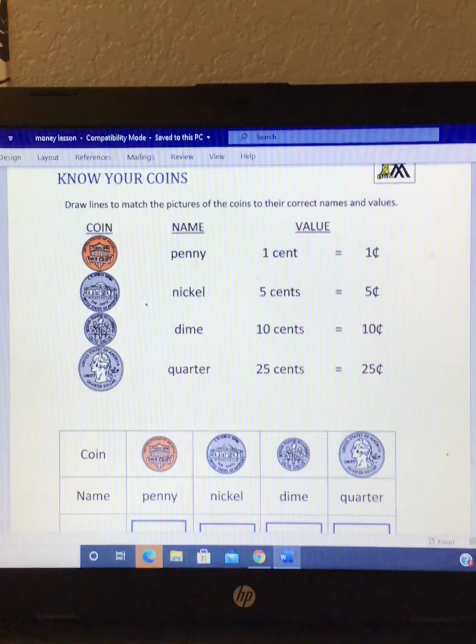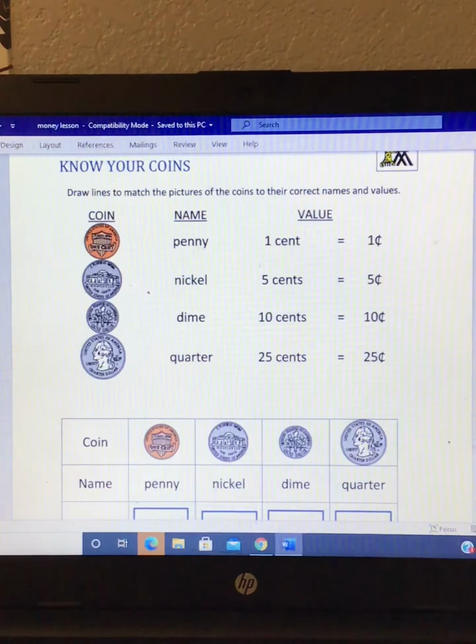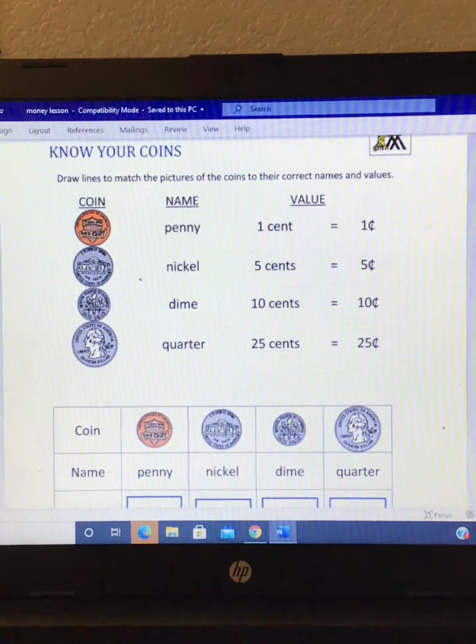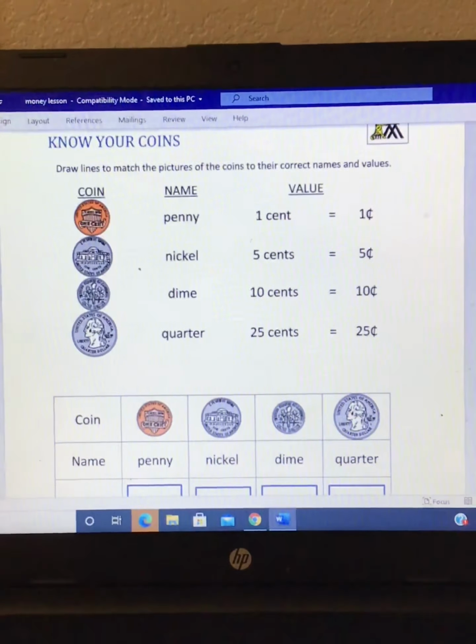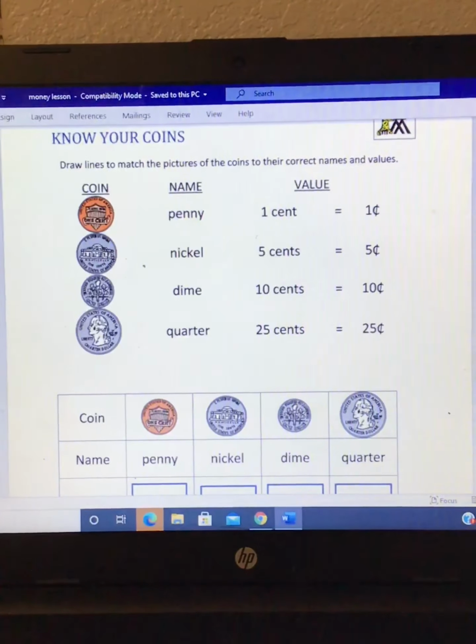Like I said, if you're in my in-person class, you have it in front of you, printed out. And if you're watching me from a screen, it is in your email, but I'll also share my screen right. Alrighty, this is our Know Your Coins worksheet. We also have a dollar one, and that's how we're going to compare the differences.